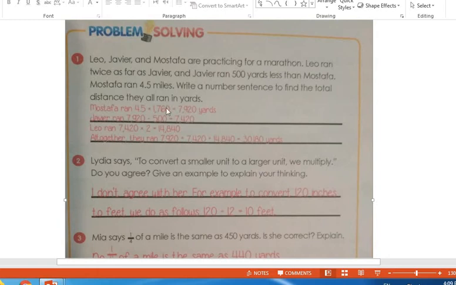Good morning, dear students. Today we are going to resume what we have taken on the lesson converting customary units of length, but we are going to have some problem solving.